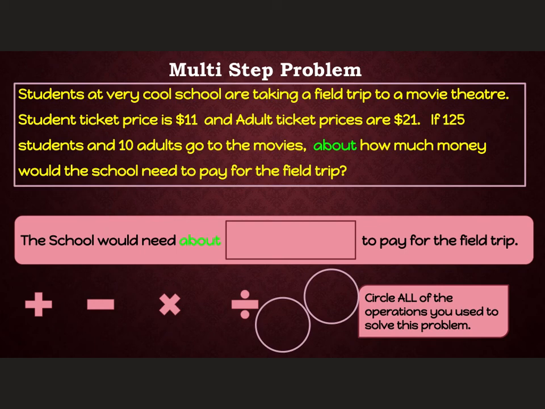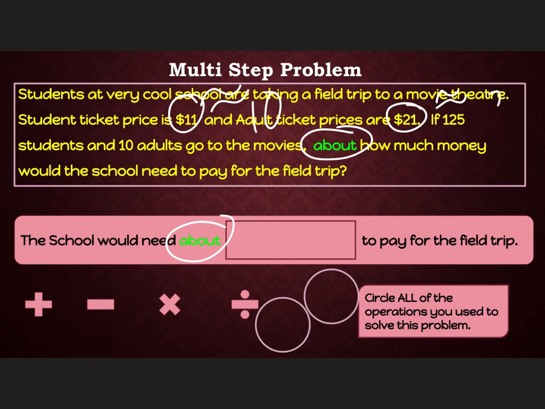So the keywords you're looking for here are about, which tells you that you're rounding. And it's even here in the answer statement, about. So you're going to be rounding the price of the student tickets. $11 will round to $10, and $21 for the adults will round to $20.